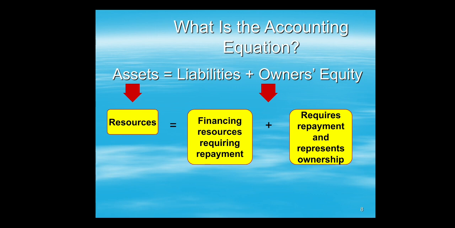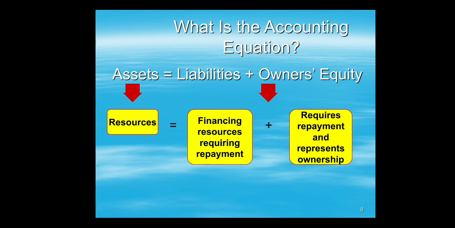Liabilities are amounts that a business has to pay in the future, or debts. Owner's equity is the amount in the business that is owned by the owner of the business.